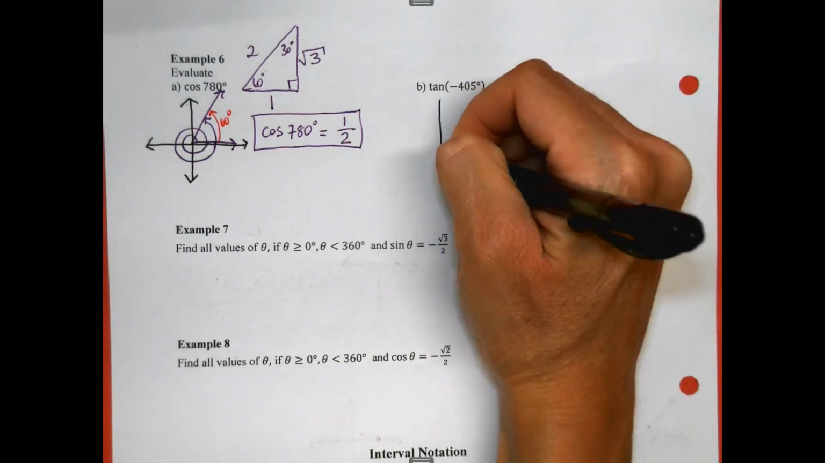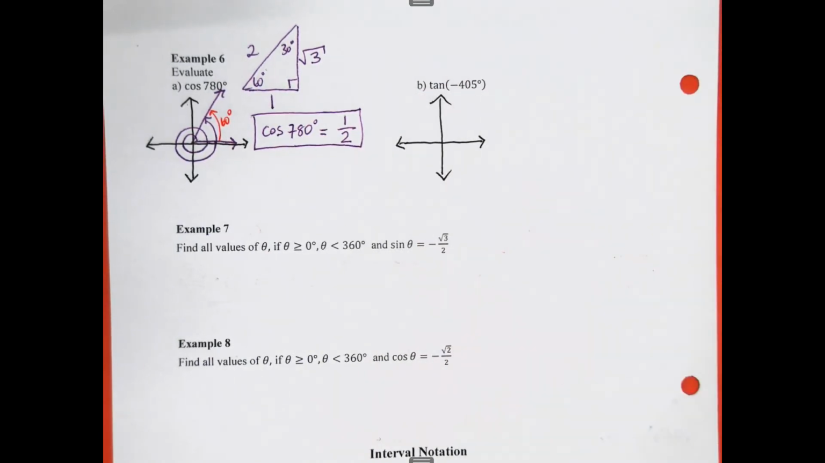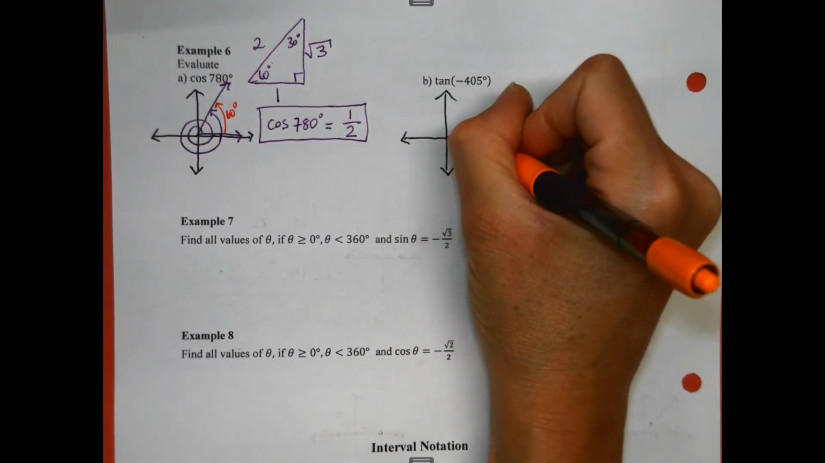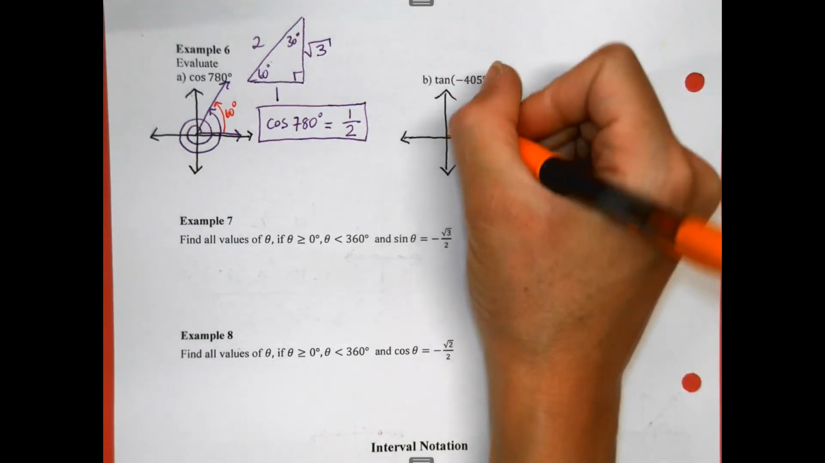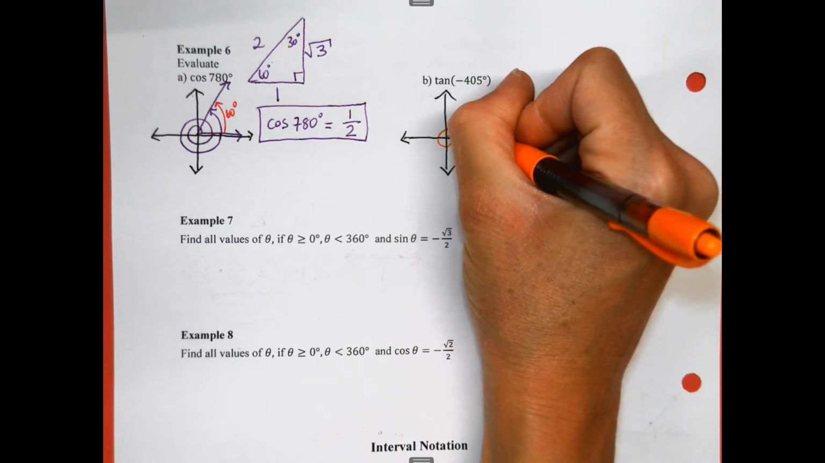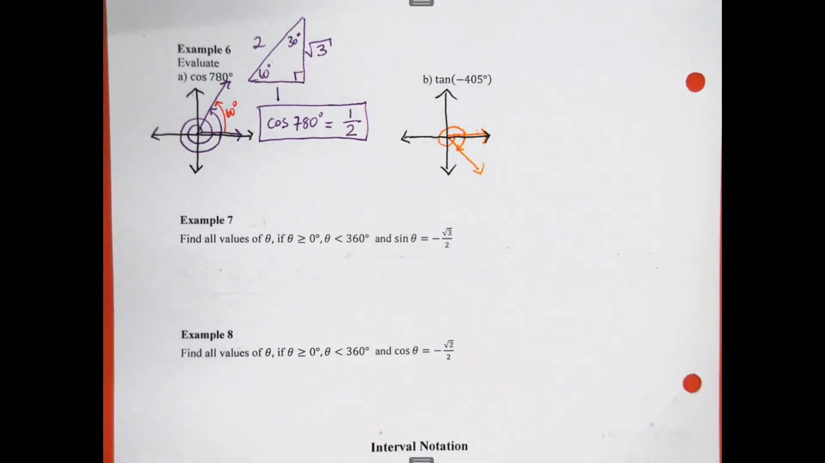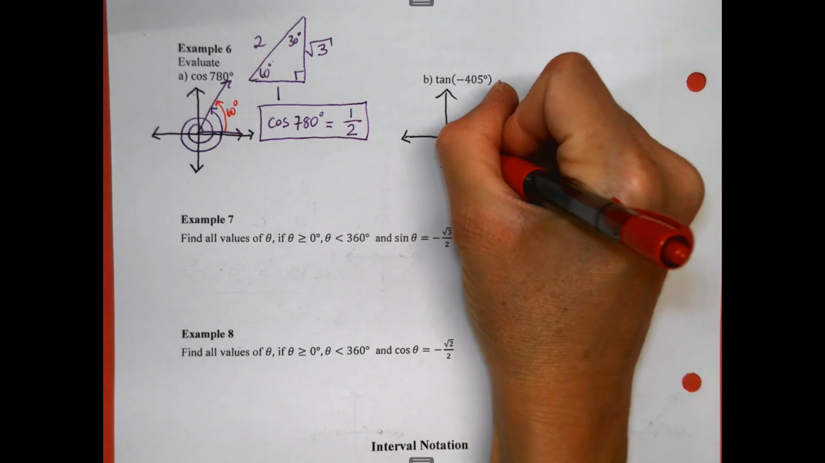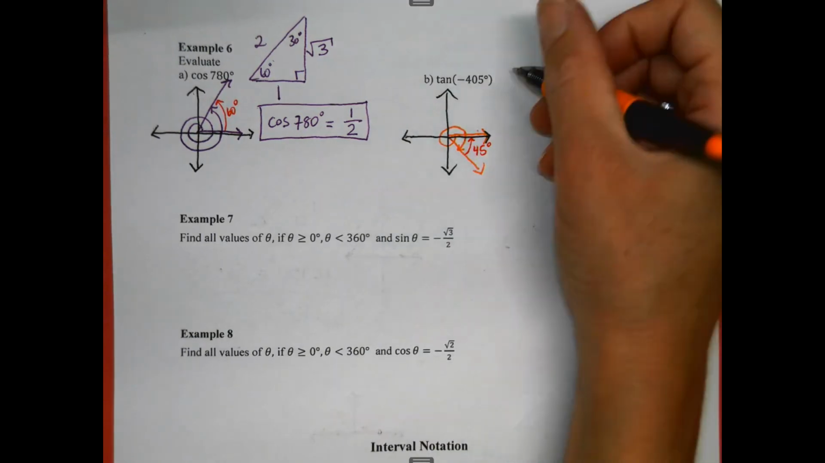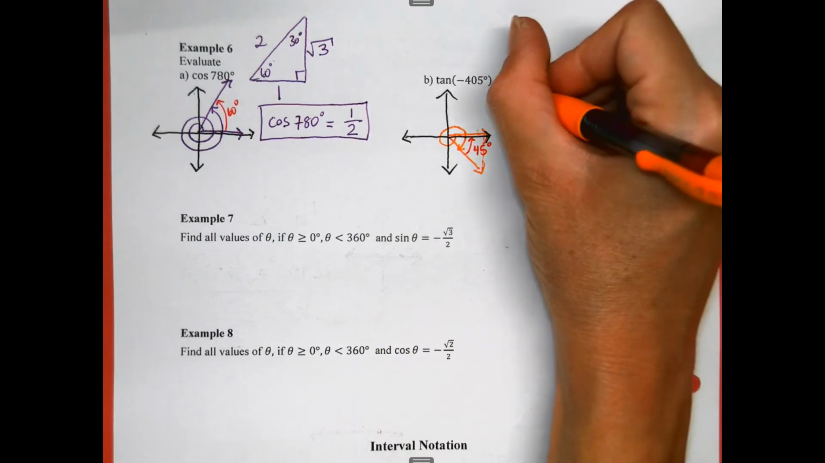For part B here, the tangent of negative 405 degrees. We're going to start on the positive x-axis, and we're going to rotate in the clockwise direction. One full rotation is 360, and then another 45 degrees gets us to 405. Our reference angle here is 45 degrees. We can draw our triangle, or think about our triangle. It's a 45, 45, 90 triangle.